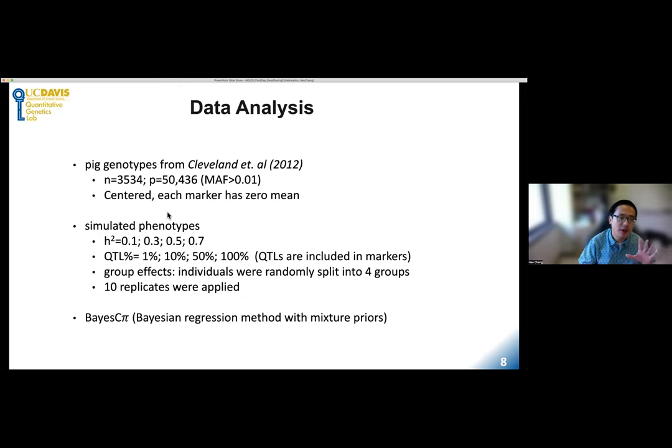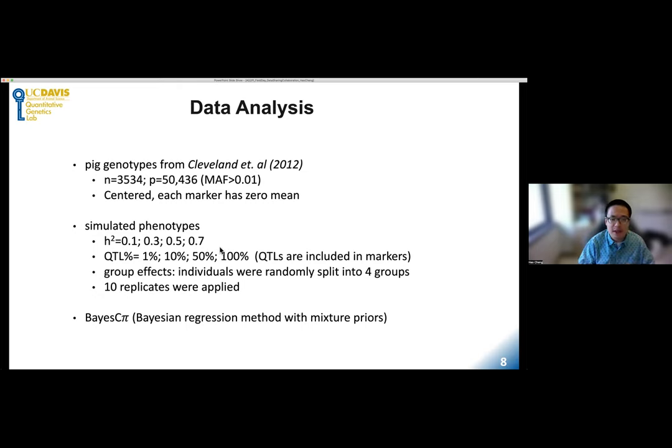Okay, so here we are using pig genotype data with about 3,000 individuals and 50K markers. We do some quality control for these markers, and then we simulate different genetic architectures to make sure this encryption method will work for different scenarios. So we simulate different heritability, from relatively low heritability 0.1 to relatively high heritability 0.7.